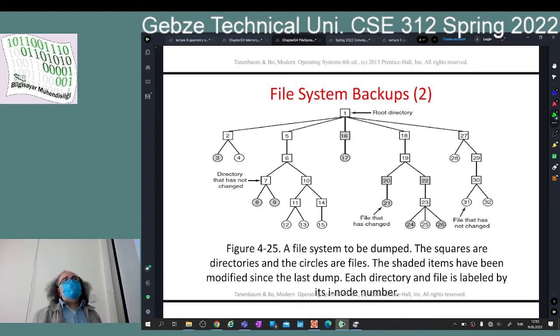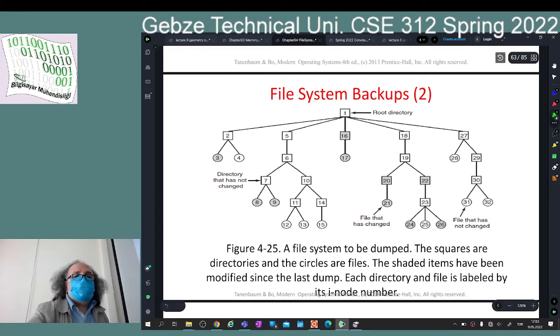How do you detect the unmodified files? How do you make that decision? Question for you. How do you say that 15 is not modified and 9 is modified? Yes. File attributes. You look at the file attributes and you know the last time you took a backup, right? You compare them, right? That's it.